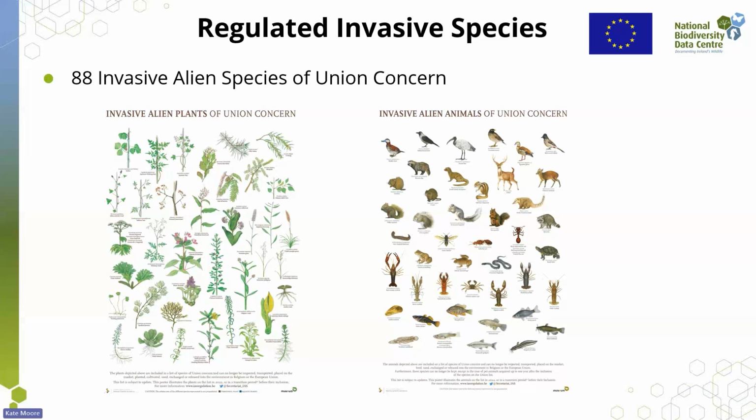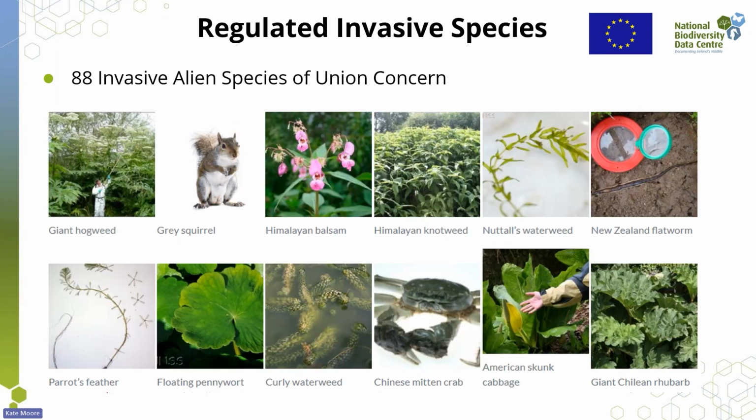So under the EU regulation, there are 88 invasive alien species of Union concern, and EU member states, including Ireland, must prevent, minimise or mitigate their adverse impact. And here are some of the 88 species that are already established in Ireland.